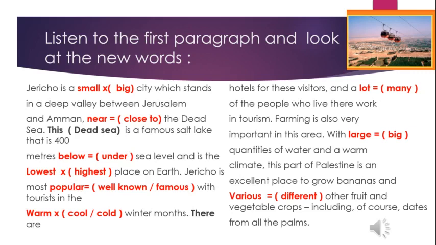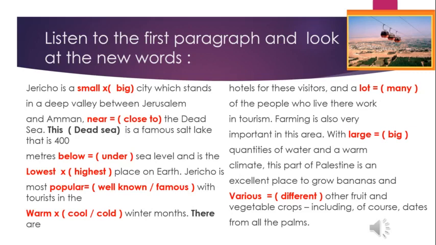Farming is also very important in this area. Plus the tourism, we have farming as a job for the people there. With large quantities of water and warm climate, this part of Palestine is an excellent place to grow bananas and various other fruit. Of course, farming.